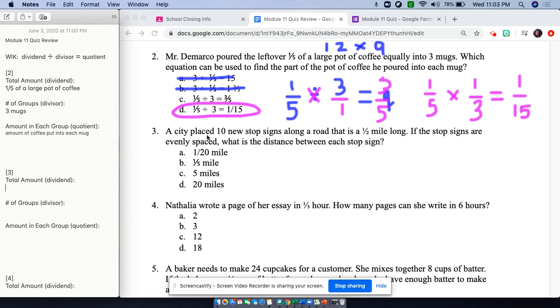Again, I'm going to read it. A city placed 10 new stop signs along the road that is half a mile long. If the stop signs are evenly spaced, what is the distance between each stop sign?